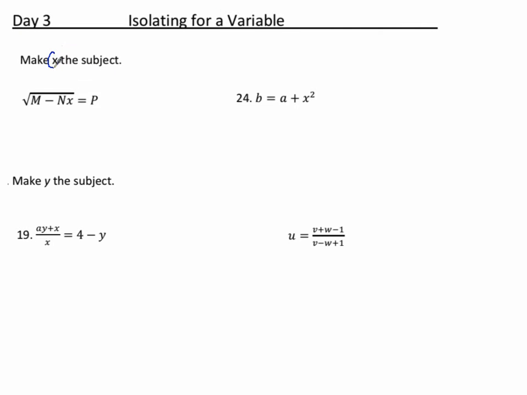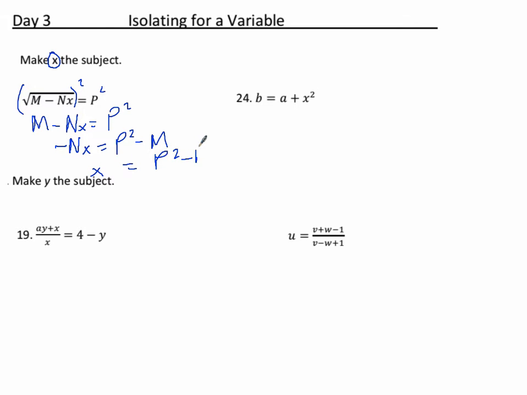Okay, in the first case, we're solving for x, so we want x equals something at the end. So we can square both sides, and we get m minus nx equals p squared. And then we can subtract m from both sides. We got negative nx equals p squared minus m. Let's divide both sides by negative n.